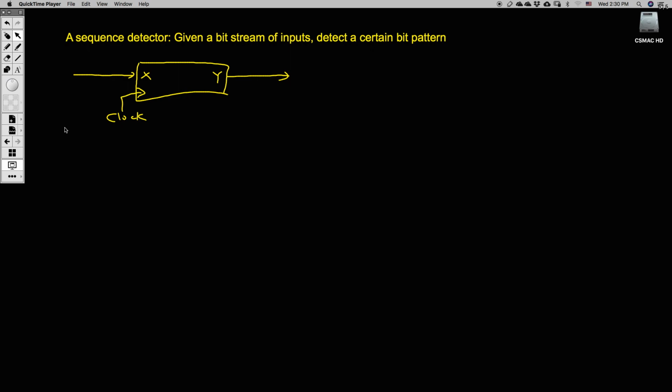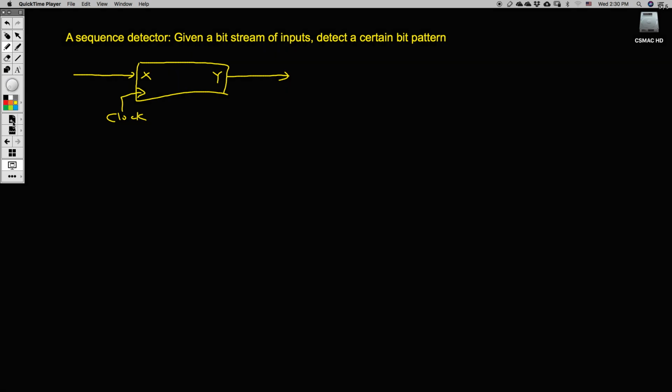One of the most popular sequential circuit design problems is to design a sequence detector. A sequence detector is a system like this, where a clock is there because this is a sequential circuit. Given a bit stream of inputs, you receive 1 0 1 1 1 0, one single bit at every clock tick, and then the output produces a 1 if it detects a certain bit pattern.